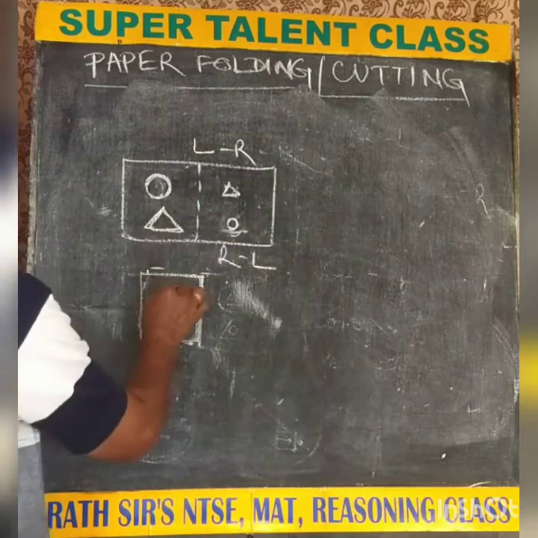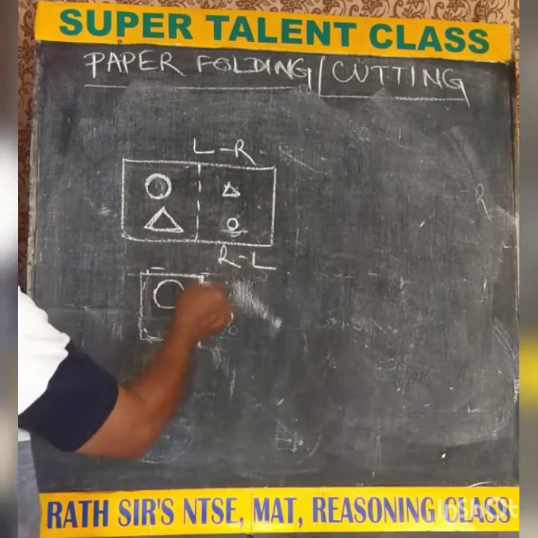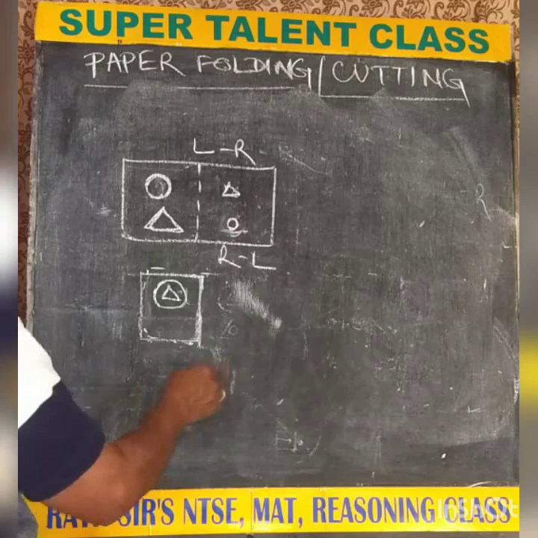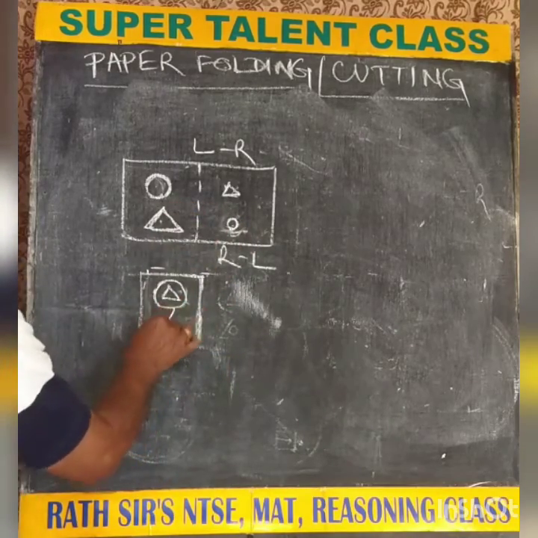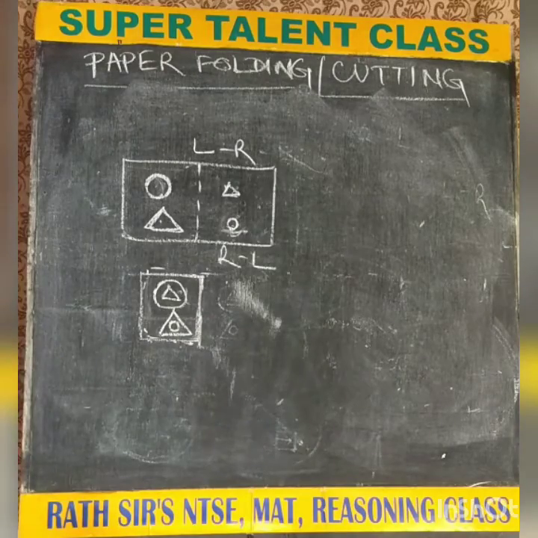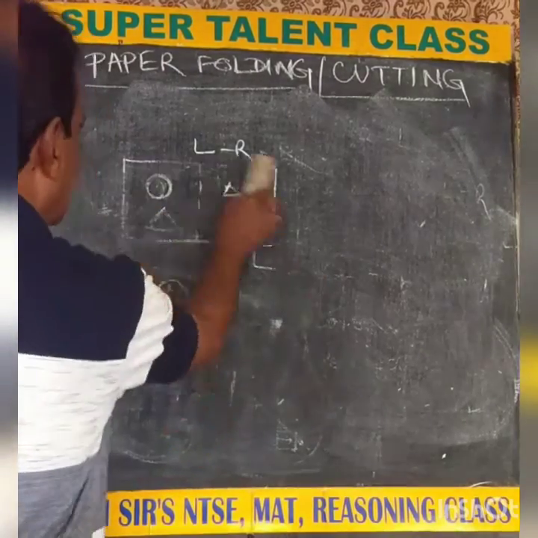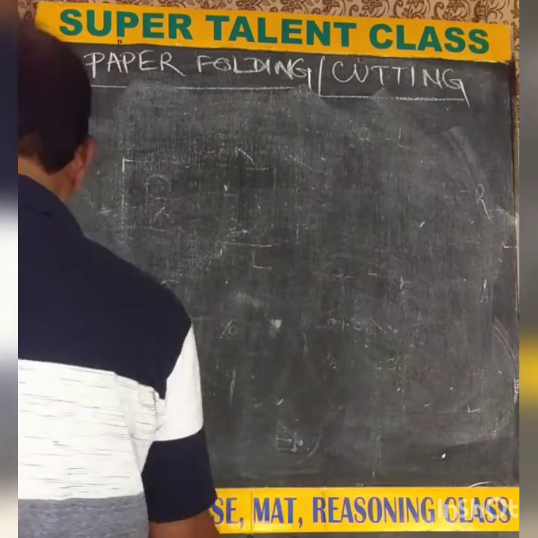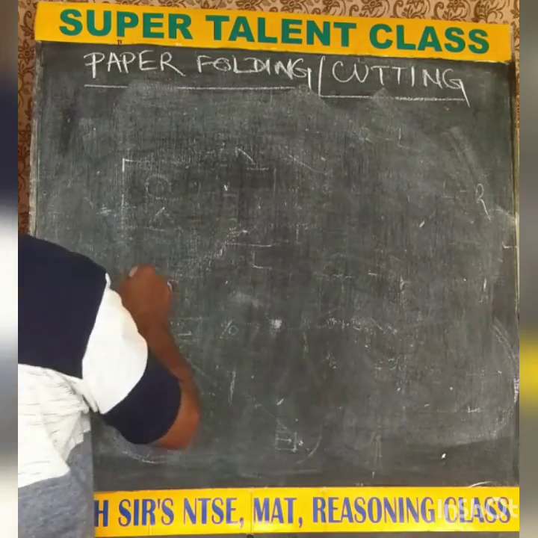Suppose it will come to this side. What will happen? Right to left kar diya. Same question. It will be here. Very easy. And it will come to this side. Look, same. आ गया. Right? So accordingly, you will see the positions of when paper folding, how it appears accordingly.